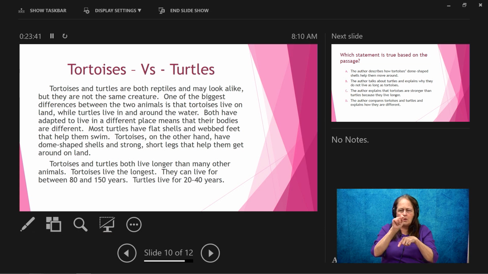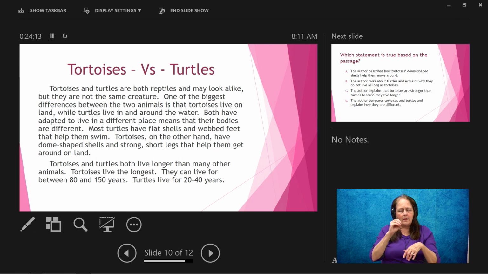Let's find out. Tortoises and turtles are both reptiles and may look alike, but they are not the same creature. I thought they were. That's strange. One of the biggest differences between the two animals is that tortoises live on land while turtles live in and around the water. That's strange. I didn't know that. I thought they all did the same thing. It's kind of weird, huh?